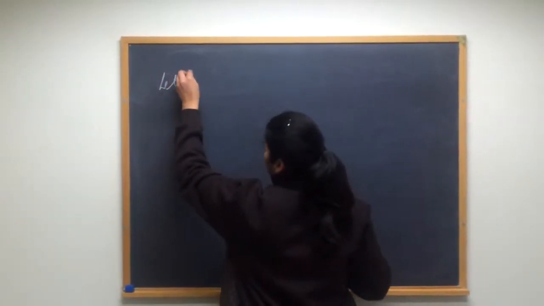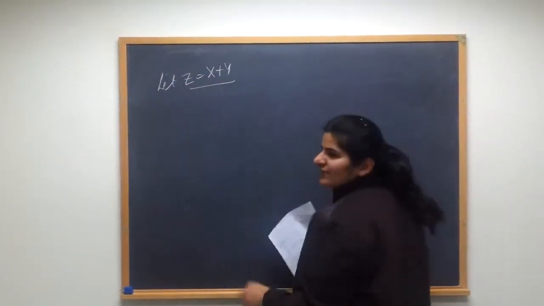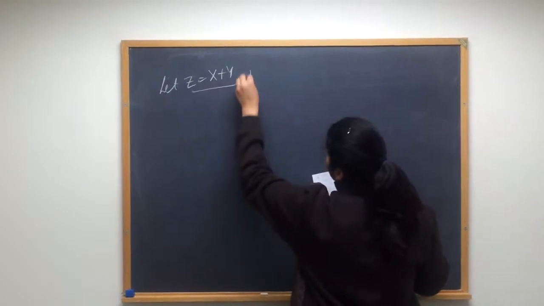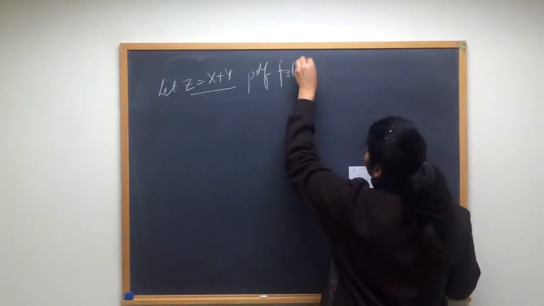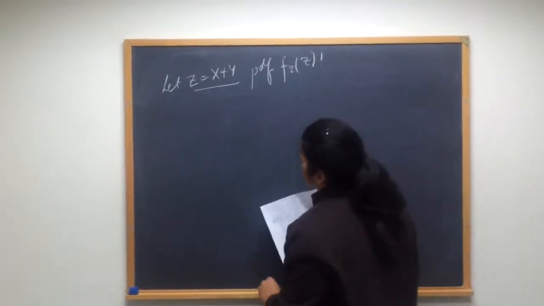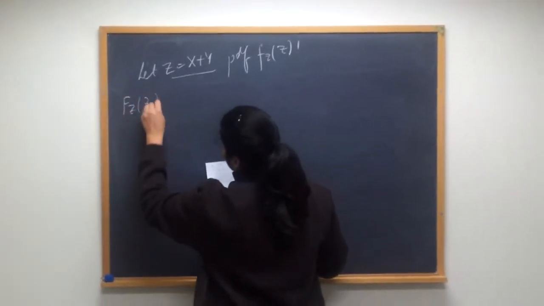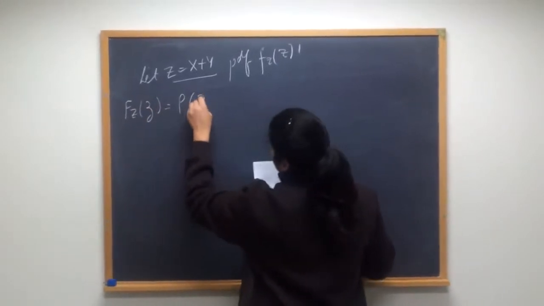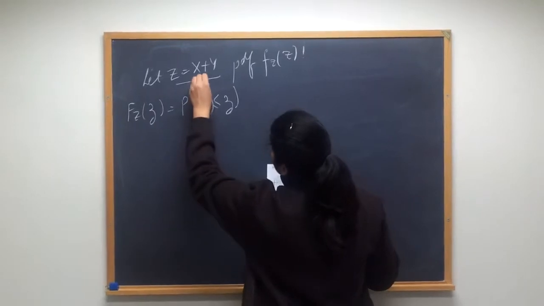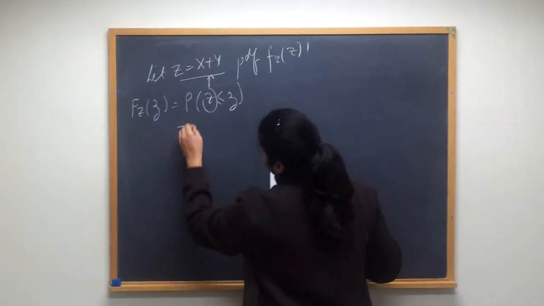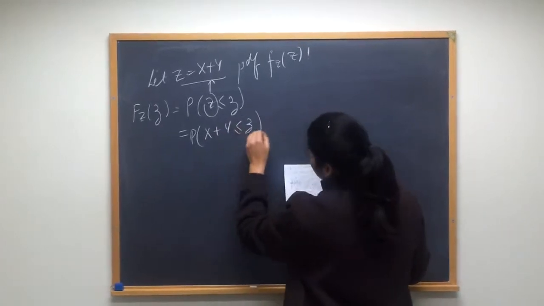Let z equal x plus y. We have to find the PDF of z, f_Z(z). How will we do this? Now, F_Z(z) is this. Now this z is x plus y, so this will be the probability that x plus y is less than or equal to z.